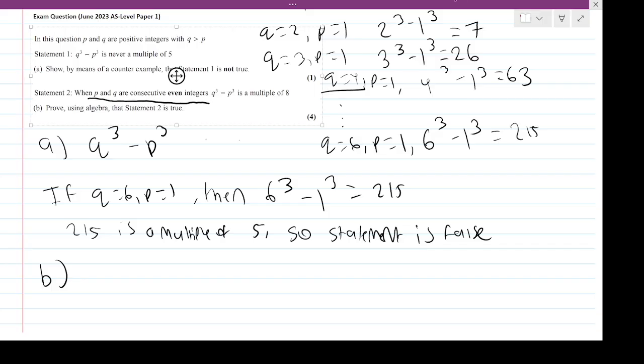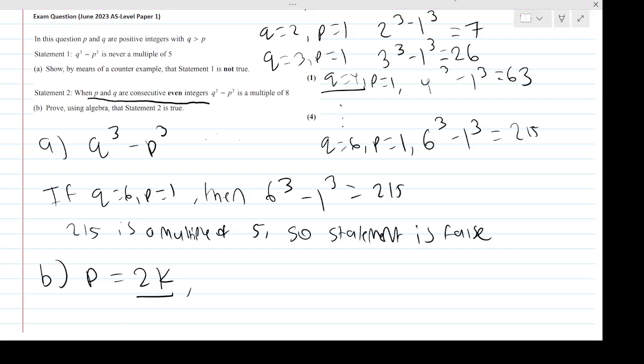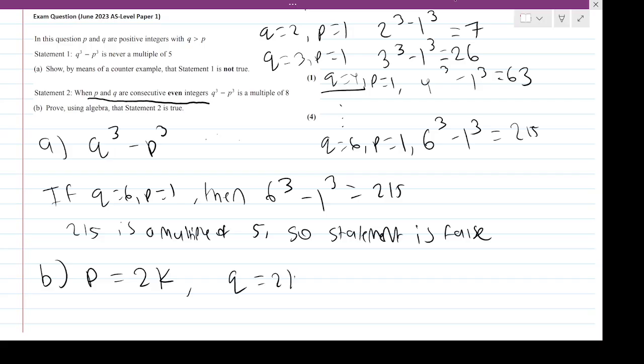So firstly, if they're both even integers, we can write P in the form 2k. Now Q is also even, but it's a consecutive even. Consecutive numbers means the next one. So we want the next even integer after P. Well, if it's 2k, then the next multiple of 2 is 2k add 2. So Q will then be 2k add 2. So those are what we consider.